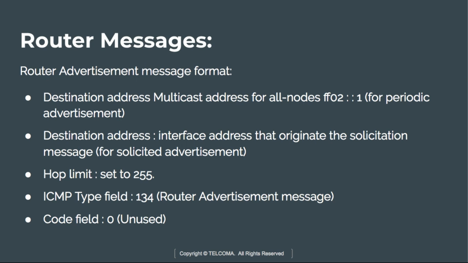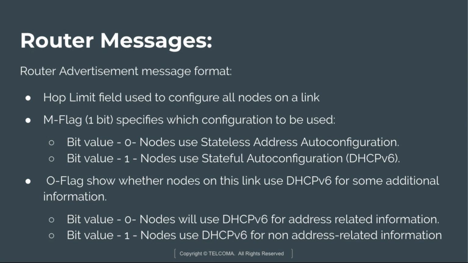So here the interface address that originated the solicitation message will be the destination address. So here we will add the address of the source which generated the solicitation message. The hop limit here is set as 255 and ICMP type is 134, that indicates this is a router advertisement message, and the code field is 0, that it is unused. Then there is a hop limit field that is used to configure all the nodes on a link.